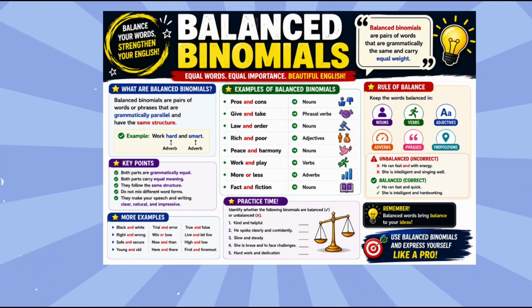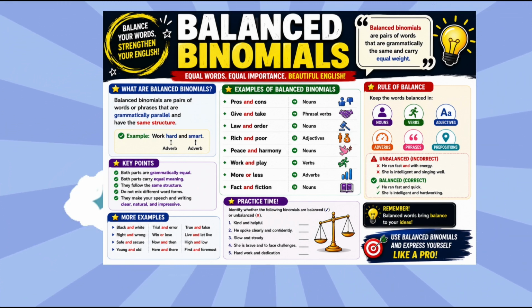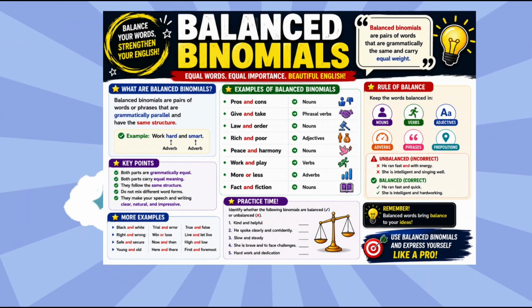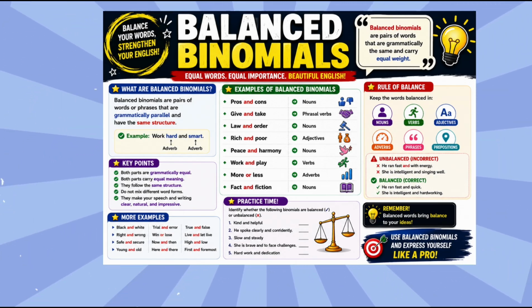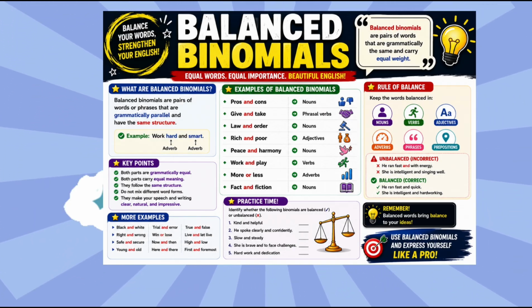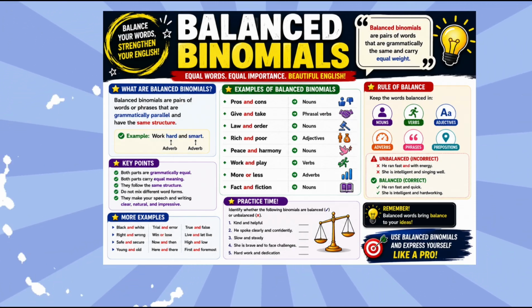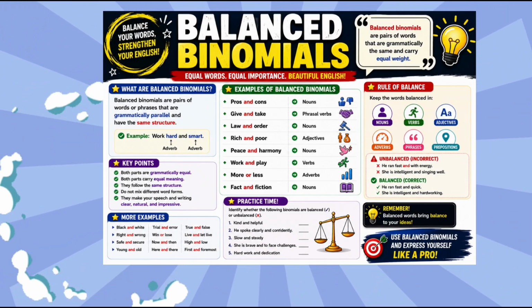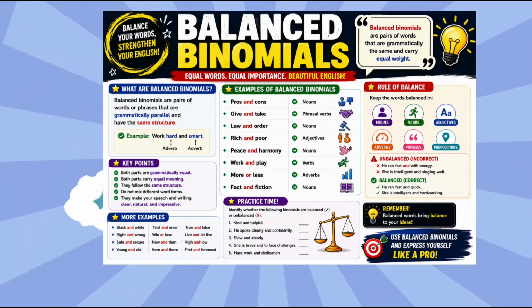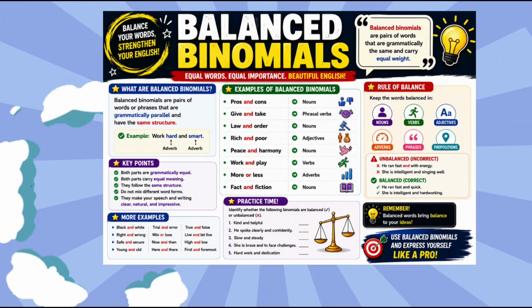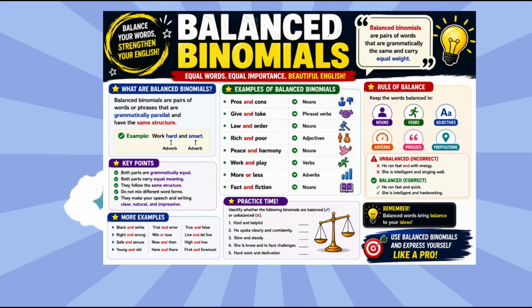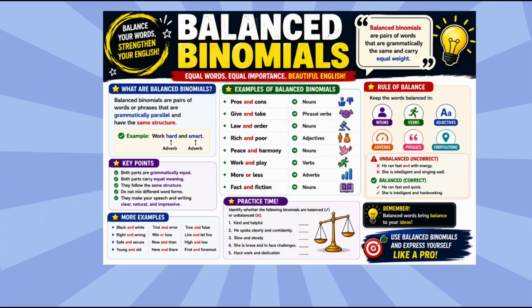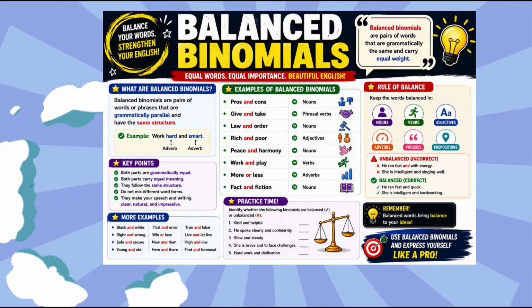Law and order are nouns, rich and poor, adjectives, peace and harmony. These are also nouns. Work and play. These are verbs. More or less. Adverbs. Fact and fiction. Nouns. Key points. Both parts are grammatically equal. Both parts carry equal meaning. They follow the same structure. Do not mix different word forms.